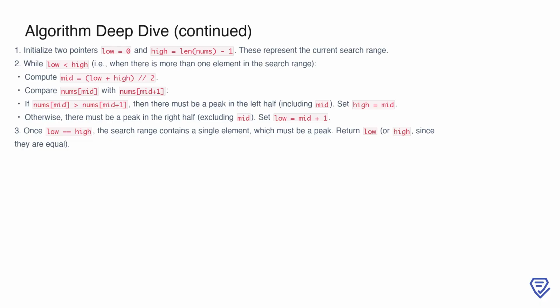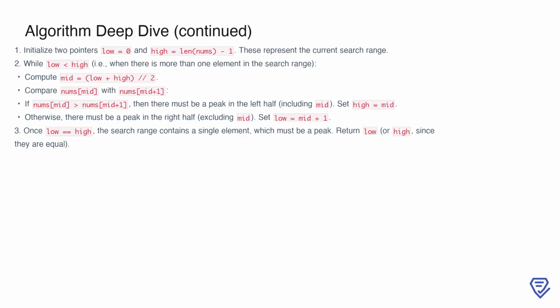Start by initializing 2 pointers, low at 0 and high at len(nums) - 1, representing the search range. While there is more than one element in this range, calculate the middle index mid as (low + high) / 2. Then, compare the element at mid, nums[mid], with its right neighbor nums[mid+1]. If nums[mid] is greater than nums[mid+1], it means there must be a peak in the left half of the array, including mid, so you set high equals mid to narrow the search range.